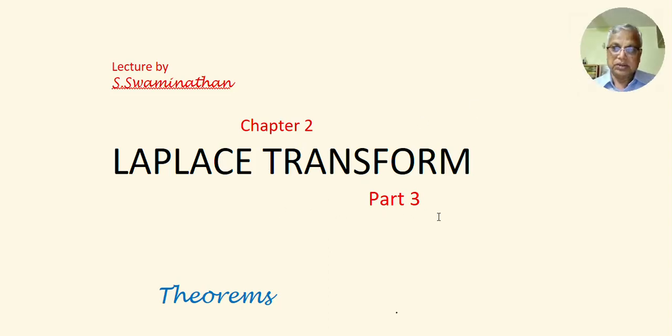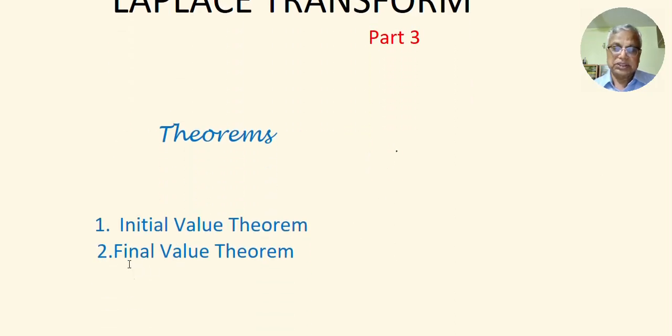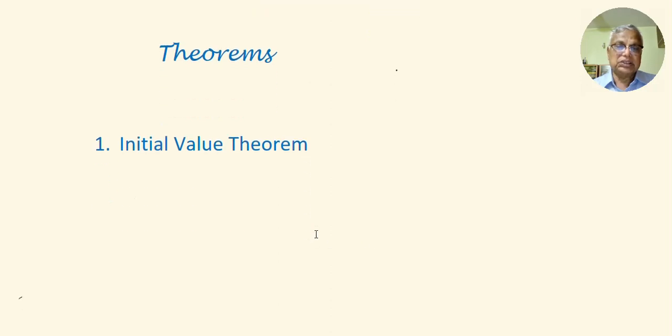In this third part of the lecture on Laplace transform, we are going to see theorems of the Laplace transform. There are two theorems known as the initial value theorem and the final value theorem. These theorems respectively give the initial value and final value of a function f of t. So let us see what these theorems are. First, let us see the initial value theorem.